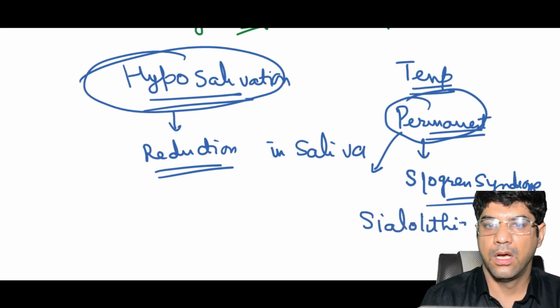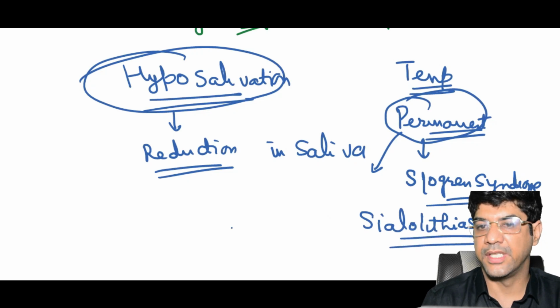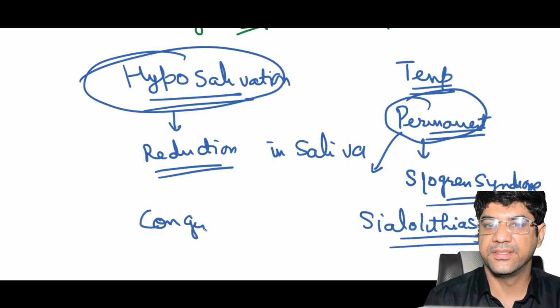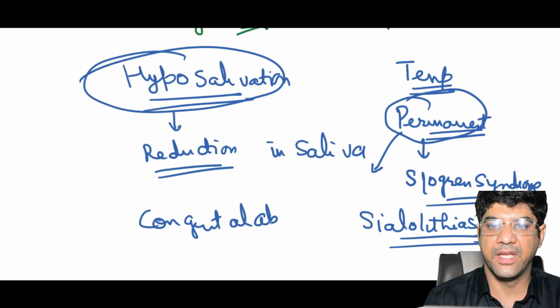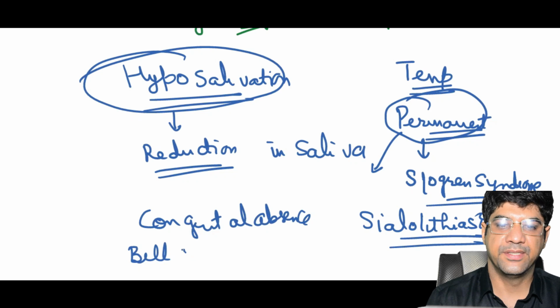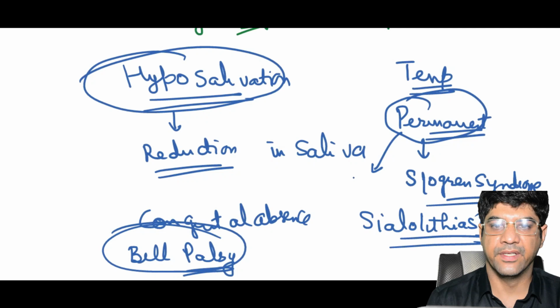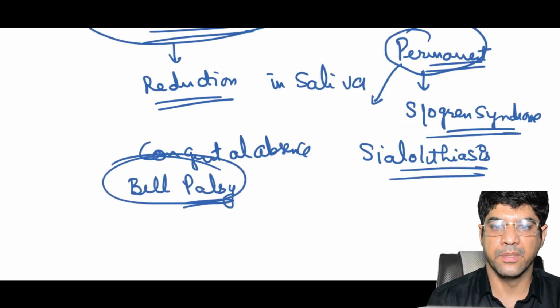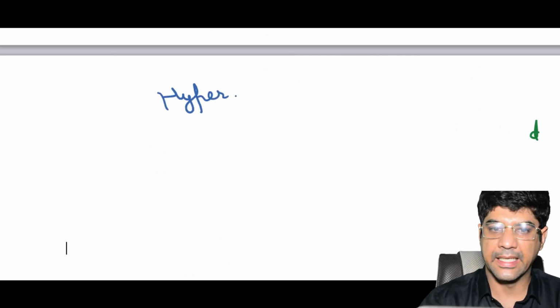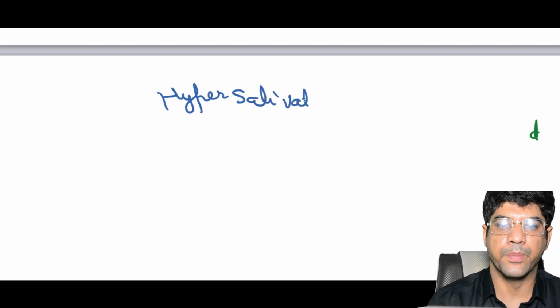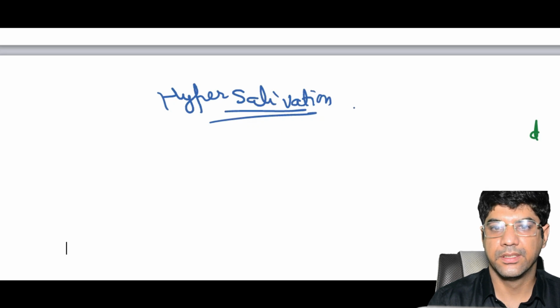Other causes of permanent hyposalivation could be sialolithiasis, when there is obstruction of the salivary glands, or congenital absence of the salivary glands, or when there is paralysis of the facial nerve. The term we use is Bell's palsy. On the other hand, if the salivation increases, the term we use is hypersalivation.